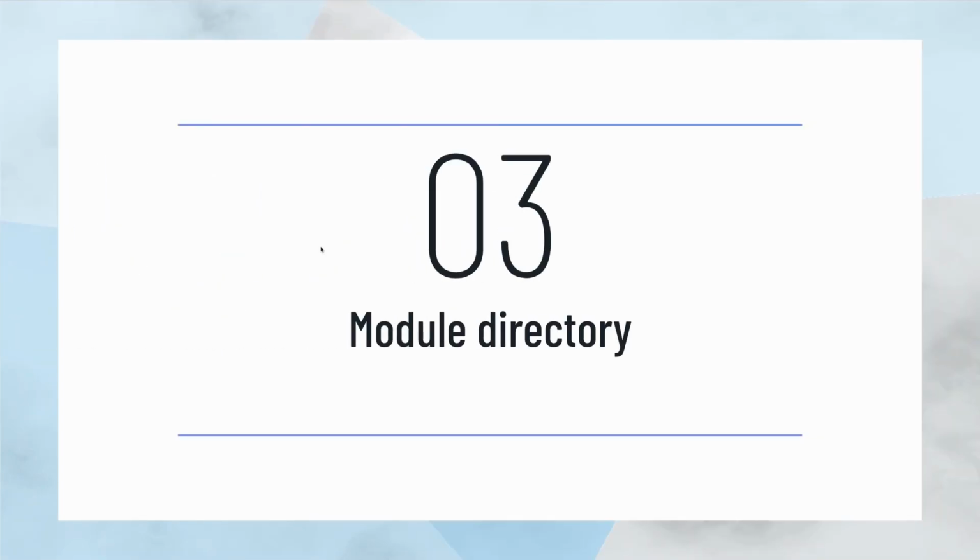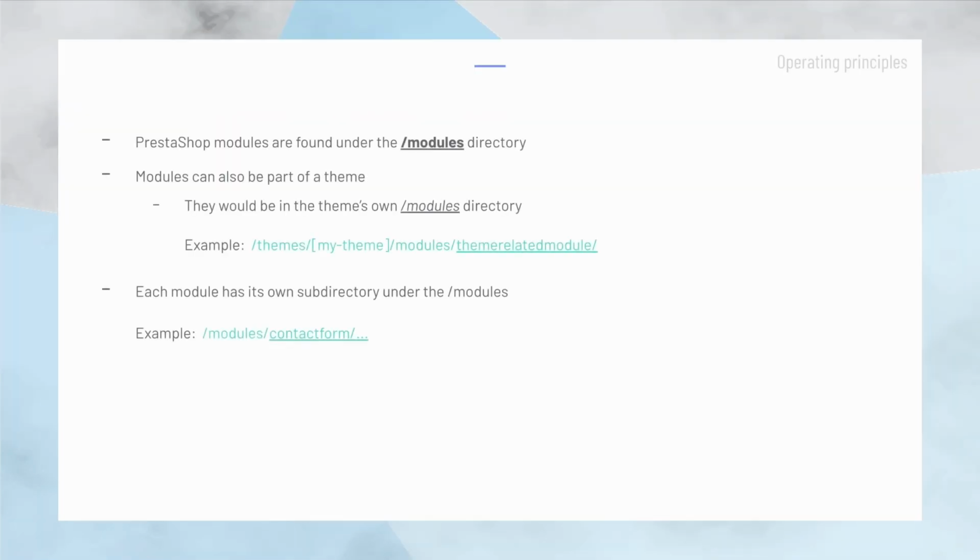Now let's talk about the module directory. PrestaShop modules are found under the /modules directory, the main modules wrapper. Modules can also be part of a theme. They could be placed under the theme's own /modules directory.